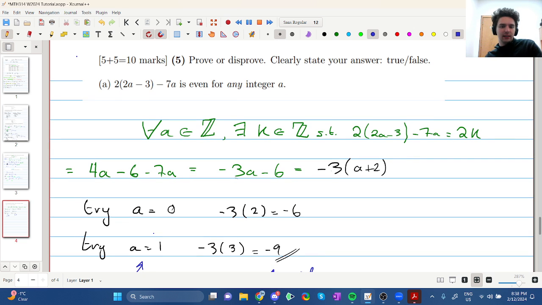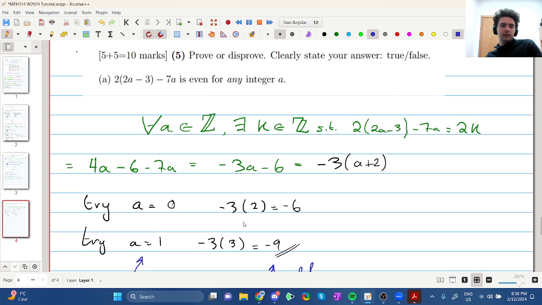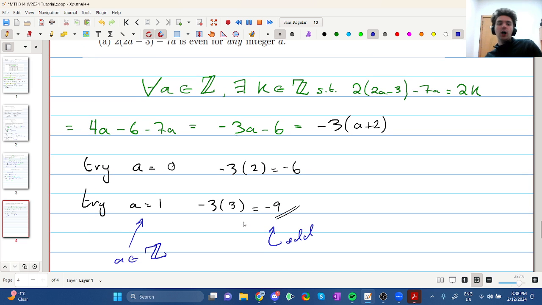If I was marking this test, I would say that this is fine. This is good enough. You've obviously gotten to the point where you can generate a counterexample. So it's not always going to be even, and it's not always going to be odd. It fully depends on a. So you just want to generate an example.